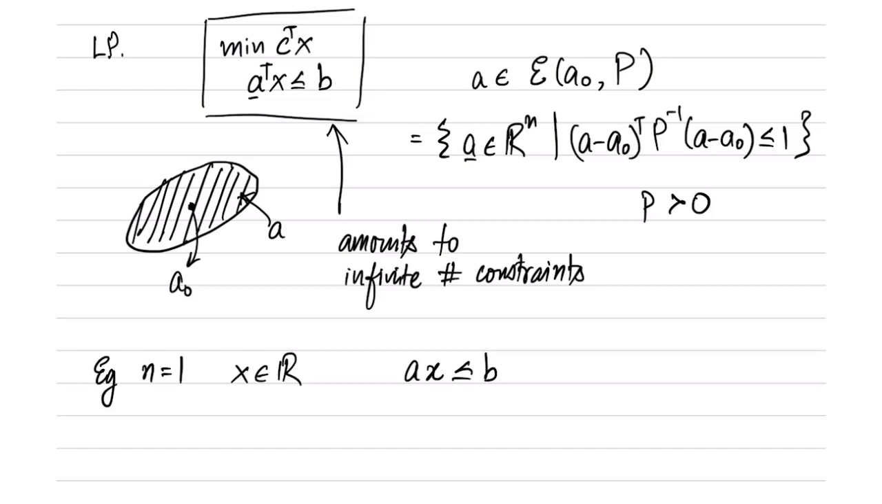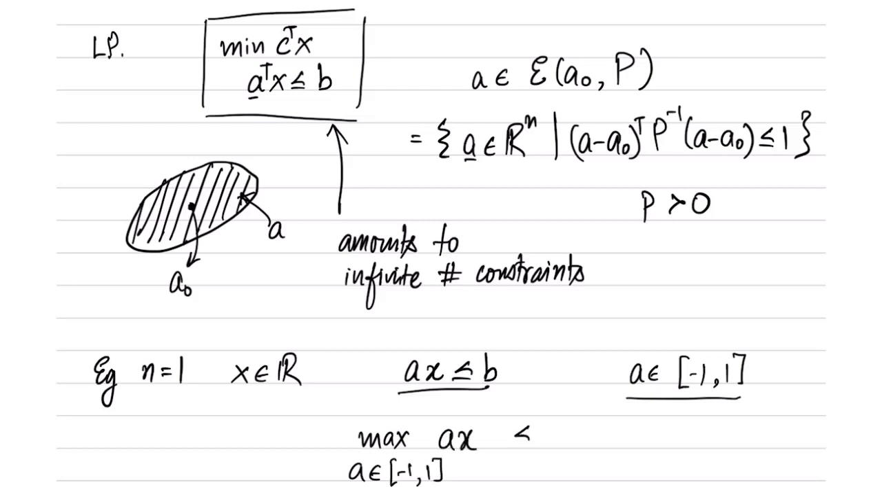In the n equal to 1 case, the ellipsoid is essentially simply an interval. So let's say that a is between -1 and 1. What does it mean for us to satisfy this constraint for all a between -1 and 1? We can write this constraint as the max over a belonging to [-1, 1] of ax less than or equal to b.